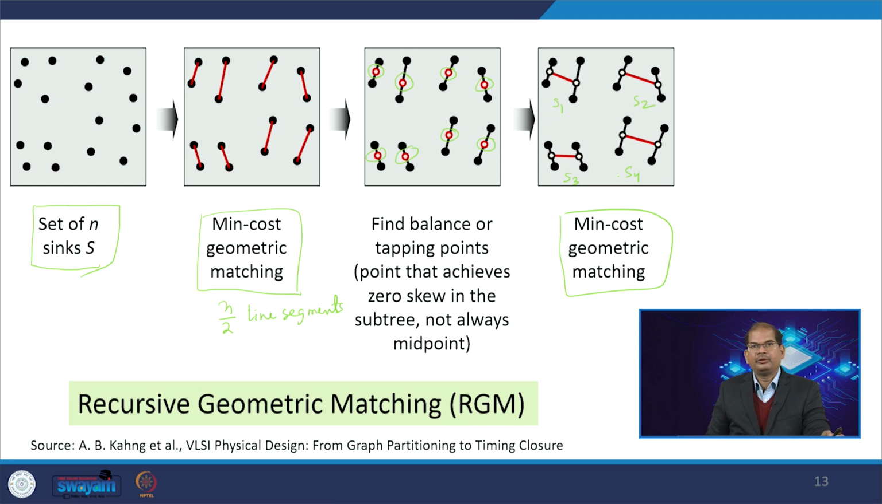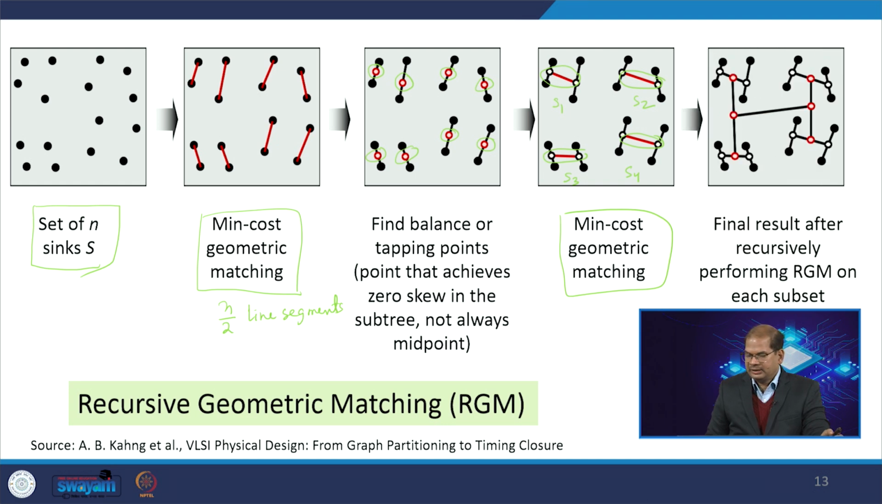Then again we need to find the tapping points in the subtrees. On these red line segments, we need to find the tapping points such that my clock skew will be 0. Now, these tapping points are created and connected. These are the tapping points of the subtrees. Then this is created where my total clock skew should be as minimum as possible. It may not be 0. That is the goal.